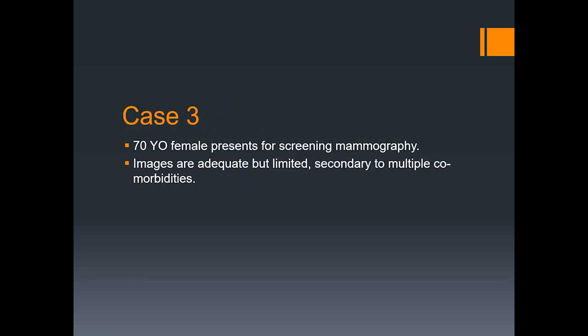Case number 3. This is a 70-year-old female for screening mammography, so by definition, she's asymptomatic. However, like many of our patients, comorbidities may limit their ability to be positioned or hold still for screening, and we need to be tuned in to those limitations. In this case, she had multiple comorbidities, and the imaging and the positioning and the technique were adequate, but limited secondary to these comorbidities.